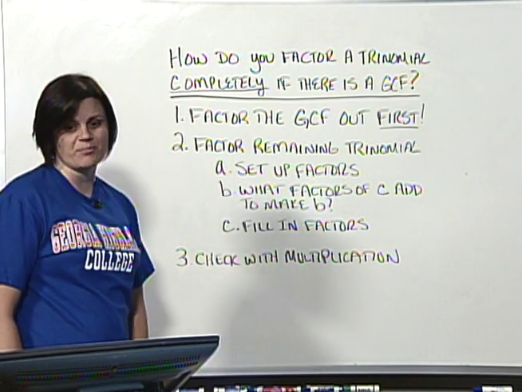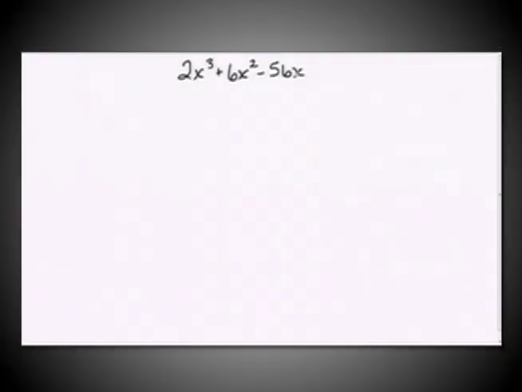Let's take a look at an example. We'll start with 2x cubed plus 6x squared minus 56. You can see that each of these terms in this trinomial has at least one factor of x, and they all have at least a factor of 2. So we will factor this trinomial first by GCF and then move on to our other method for factoring the remaining trinomial. So the GCF here is 2x.